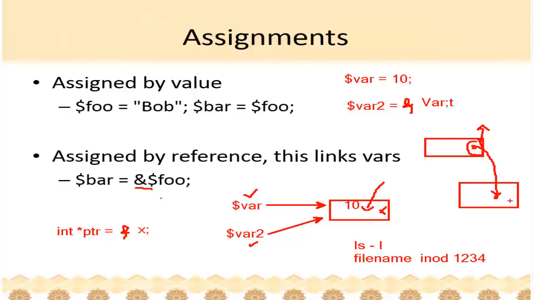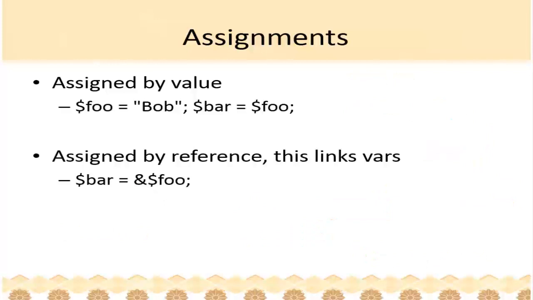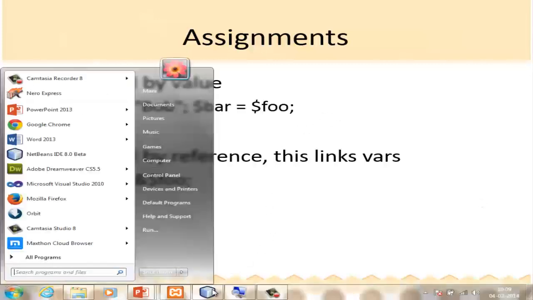Now when you create a hard link, when you do ln and so on, you are actually replicating this inode to the other file name. So both your file names are pointing to the same inode, which in turn points to the same location. In a very simple way, you are just creating a reference or a variable. Let's look into that in action.